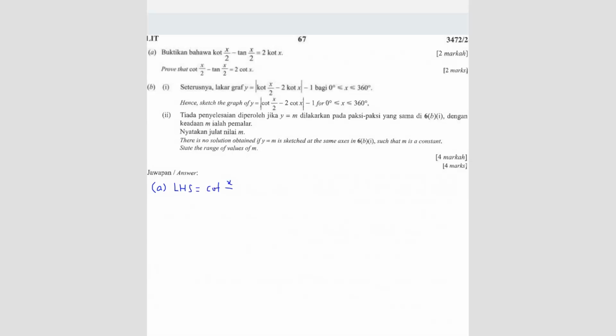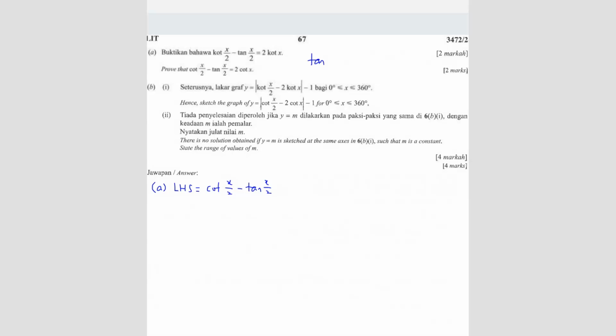The left hand side is cotangent x over 2 minus tangent x over 2. You want to make this become 2 cotangent x. I think you all notice, here is cotangent, here tangent. So what does that mean? It means I can change everything in terms of tangent, so that is easier for me to simplify it.